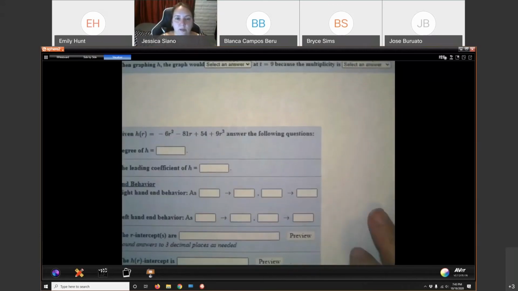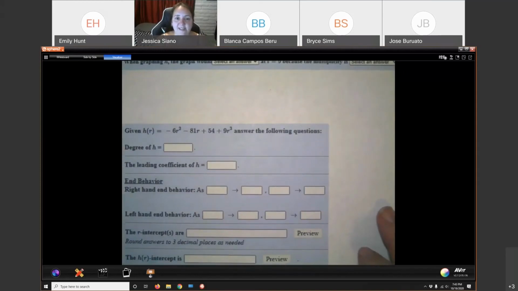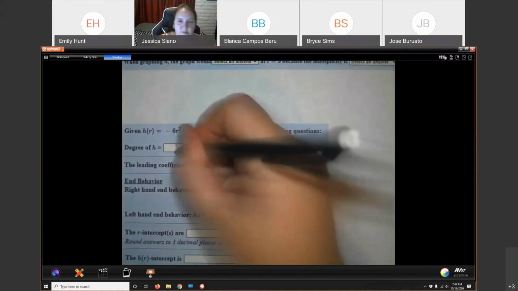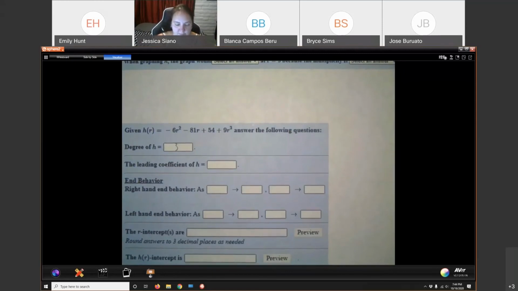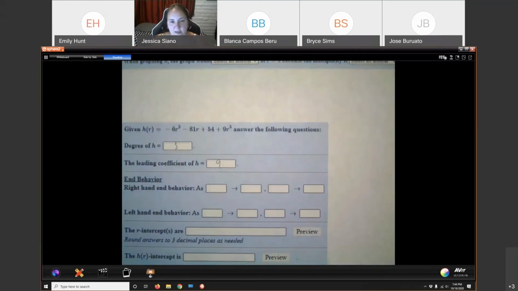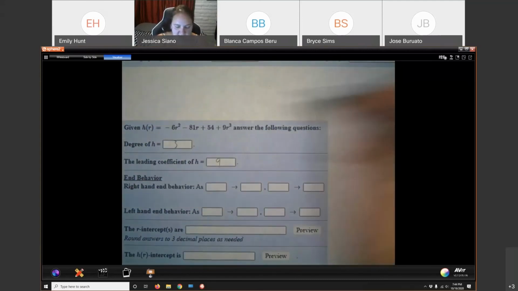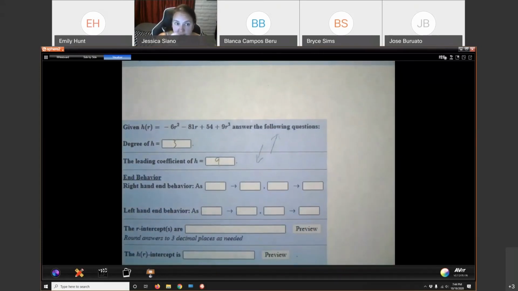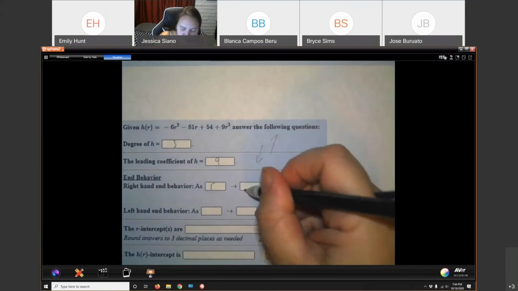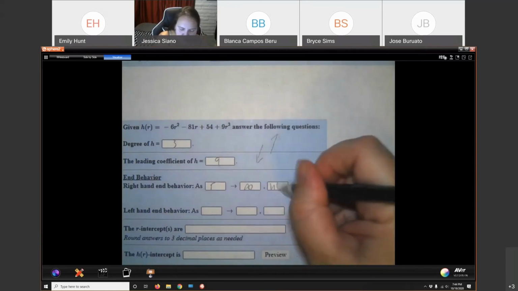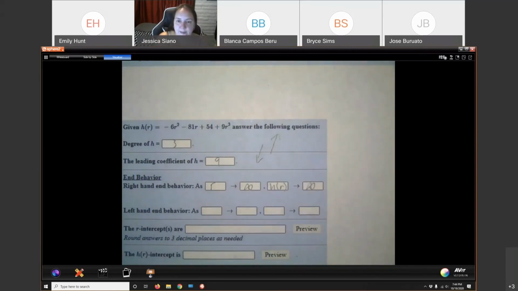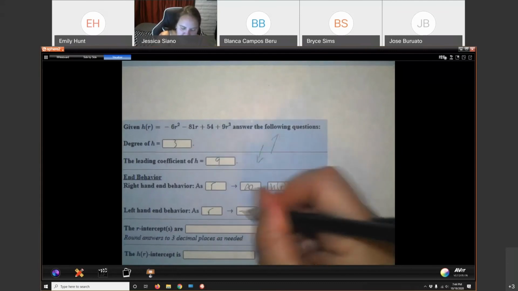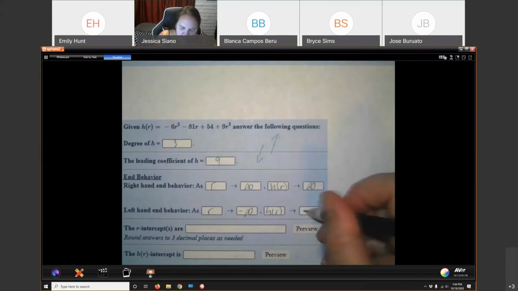One more. The degree in standard form, again, is the biggest exponent, so that would be this 3. That means that the leading coefficient in standard form would just be that 9. So odd degree and a positive leading coefficient means my end behavior looks like that. So that means as r goes to the right, h of r goes up. And as r goes to the left, h of r goes down.